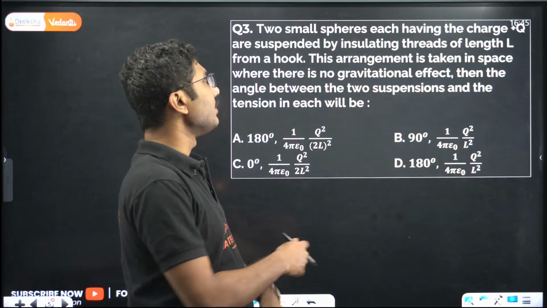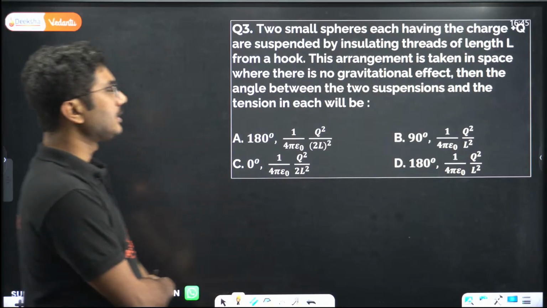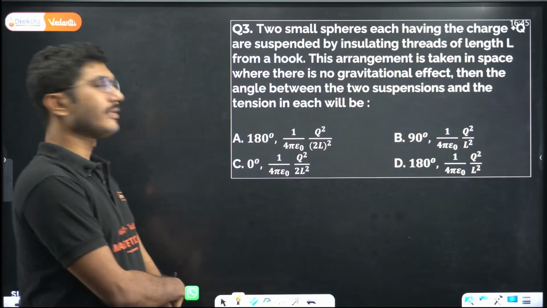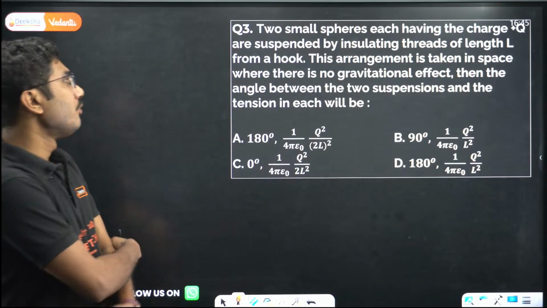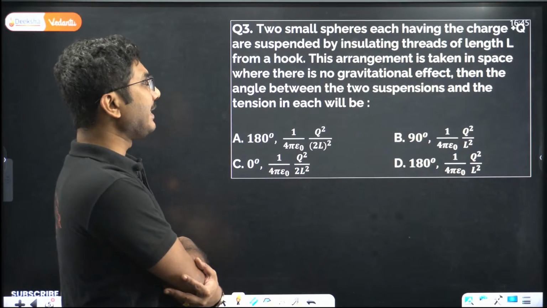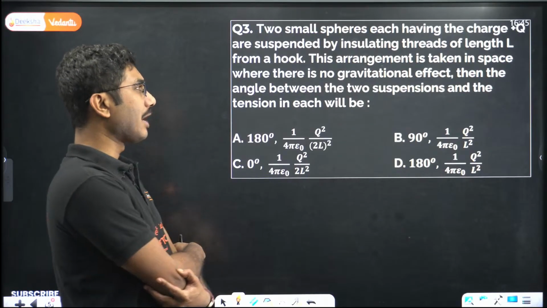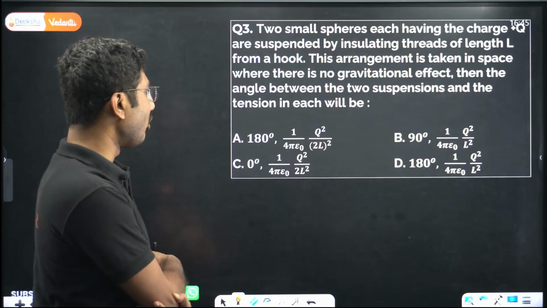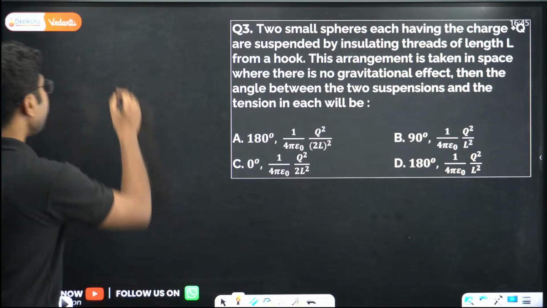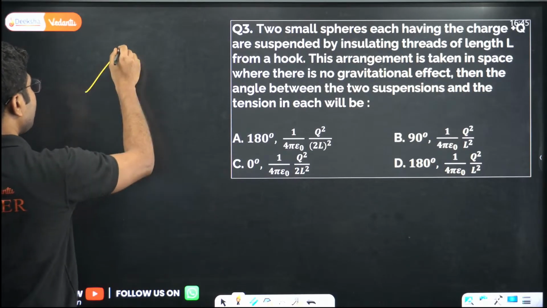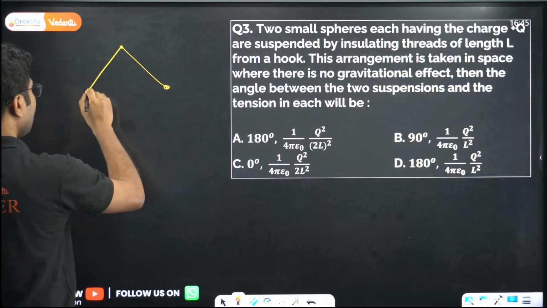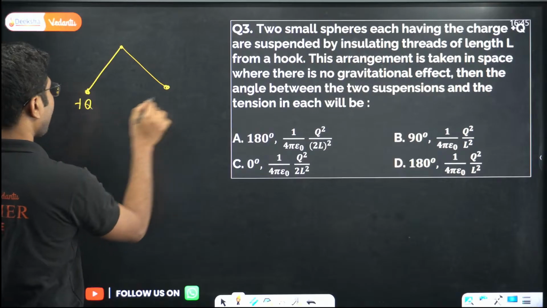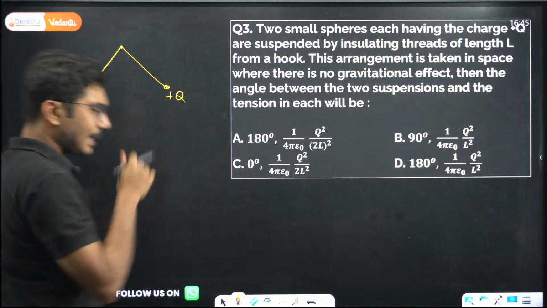Two small spheres, each having charge plus Q, are suspended by insulating threads of length L from a hook. This arrangement is taken in space where there is no gravitational effect. Then the angle between the two suspensions and the tension of each wire will be? So here we have two charges, both are plus Q, and they are suspended like this.